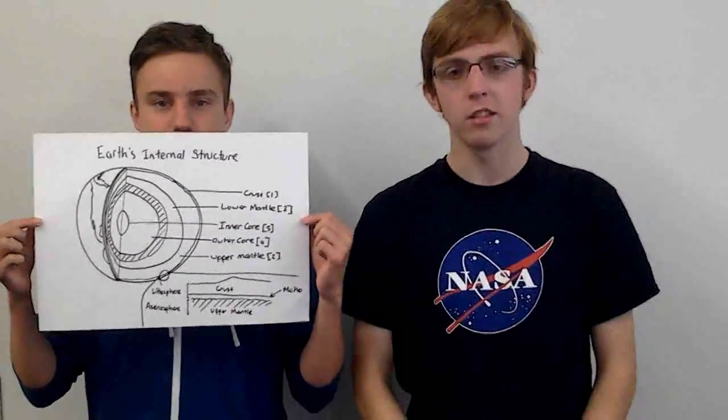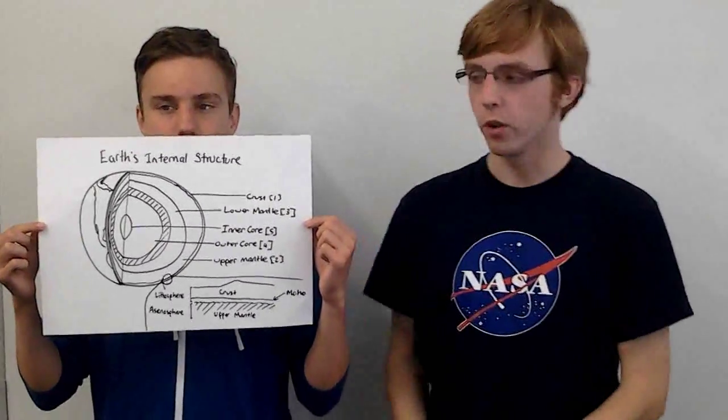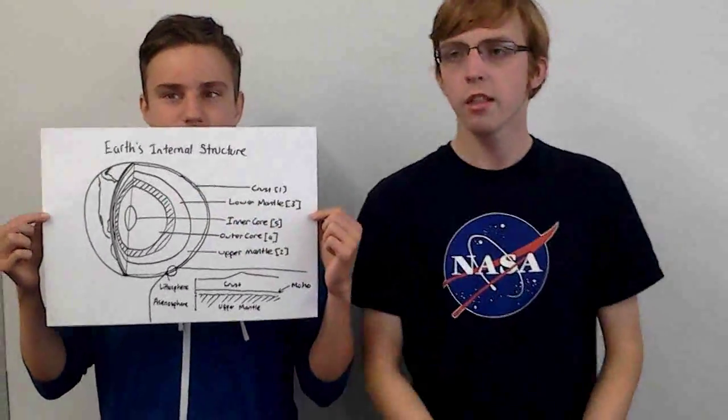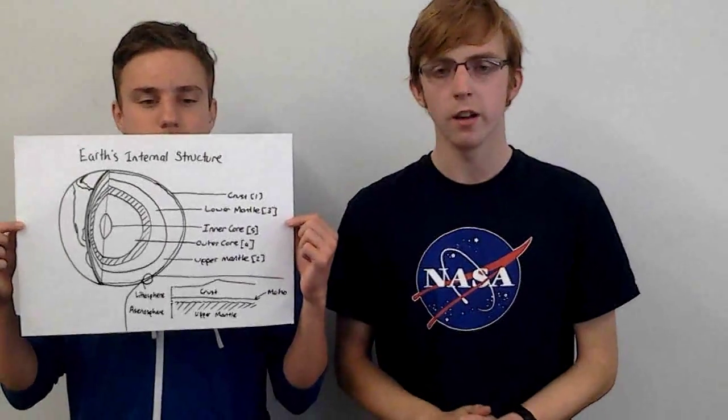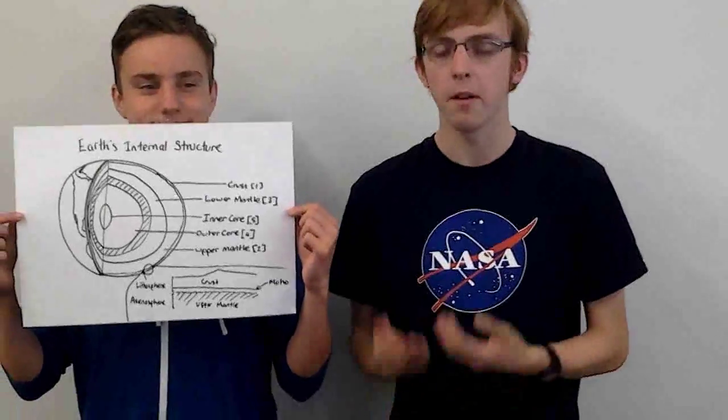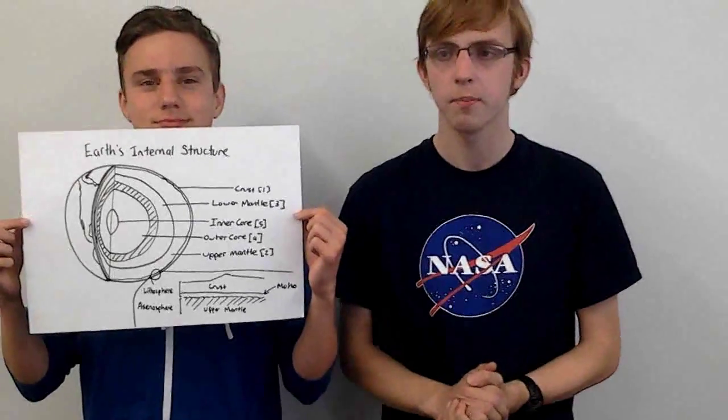The Earth's internal structure. First of all, we have the crust. This is a thin layer around 5 to 30 kilometers thick, which is on the surface of the Earth. We live on the crust, and it's made up of oceanic and continental plates.